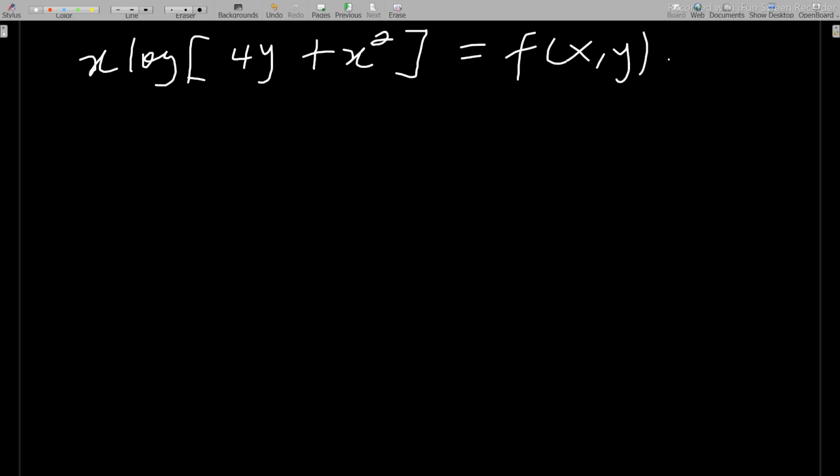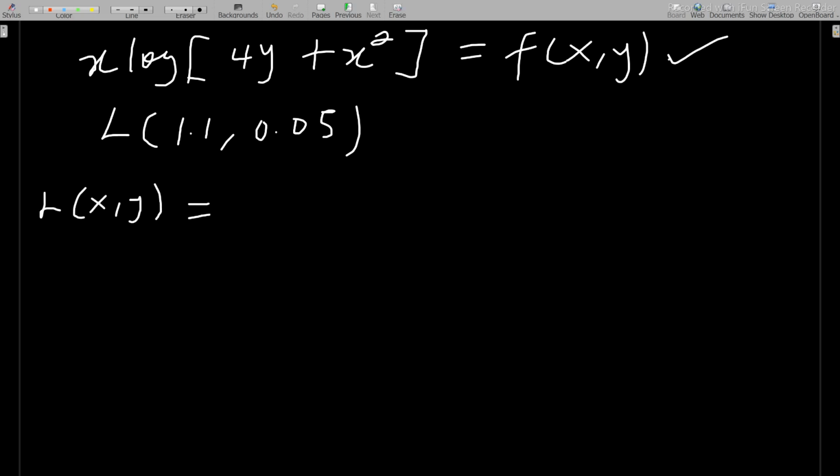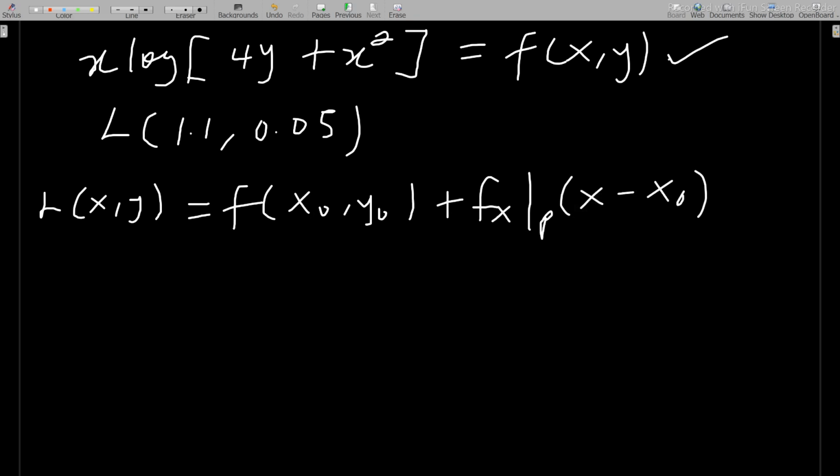And the value we want to approximate is what? We want to approximate f at 1.1, 0.05. Or rather, it shouldn't be f, it should be L of that. After the linearization, we want to approximate L of 1.1, 0.05. So you have to find the linearization of this f and then use it to approximate this value. We said that the linearization L of x, y is giving us f of x naught, y naught plus fx simplified at p times x minus x naught, plus fy simplified at p times y minus y naught.